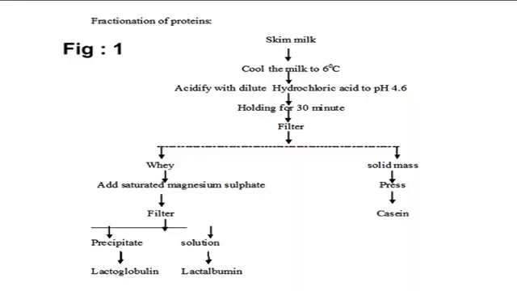Fractionation of proteins. Skim milk. Cool the milk to 6 degrees Celsius. Acidify with dilute hydrochloric acid to pH 4.6. Hold for 30 minutes and then filter. Weigh the solid mass. Add saturated magnesium sulfate. Press. Filter. Casein. Precipitate. Solution. Lactoglobulin, lactalbumin.